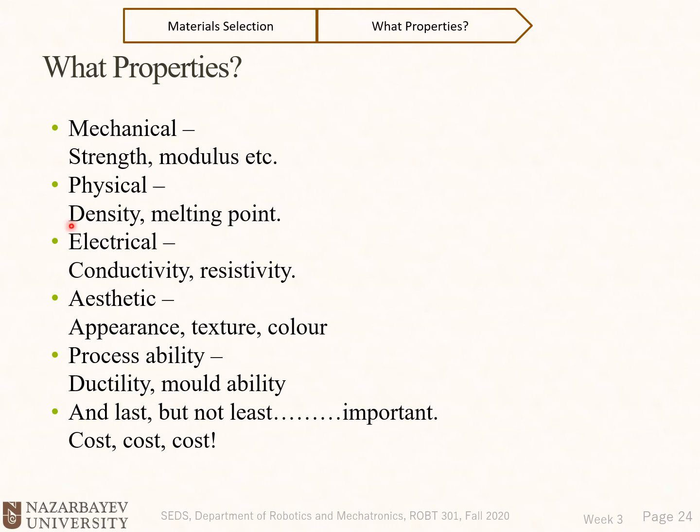Yeah, physical: what density do we need? What melting point do we need? Electrical conductivity, resistivity, static properties, appearance, texture, color. Is it important to have a specific type of appearance or not? Based on our needs, is it going to be a cheap bike or a luxury bike? And based on that, we need to think of these properties. Processability: does it need to be ductile? Should it have moldability or not? And last but not least, which is very important, is cost. Yes, so we need to think of the cost and see what should be the cost range of our final design.